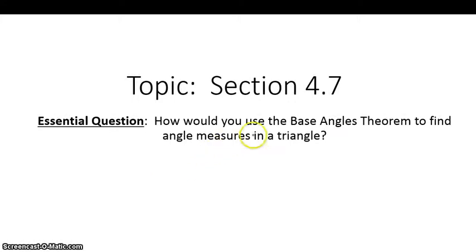Okay, so here's section 4.7 notes. The topic is section 4.7. The essential question: how do we use the base angles theorem to find angle measures in a triangle? Whenever you need to pause so that you can take time to write things, go ahead and do that. I won't tell you each time when you need to pause.